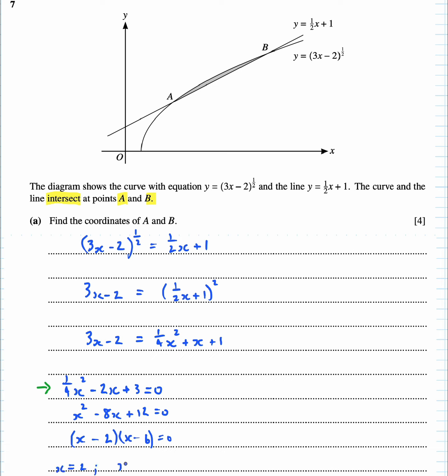And we're going to find the y values now as well. So just substitute it back into the easiest equation, perhaps. The line, generally. So we end up with 2 and half, 6 is 3, so 4. So the coordinates for A was 2, 2, and for B was 6, 4. That's our final answer for part A of this question.